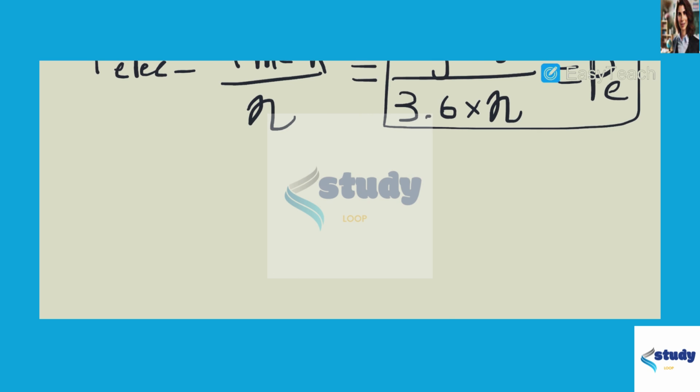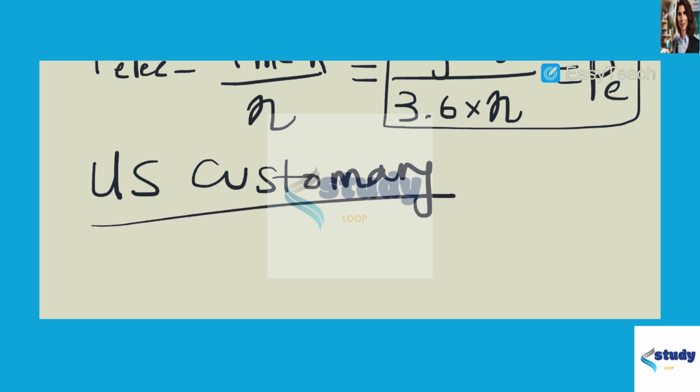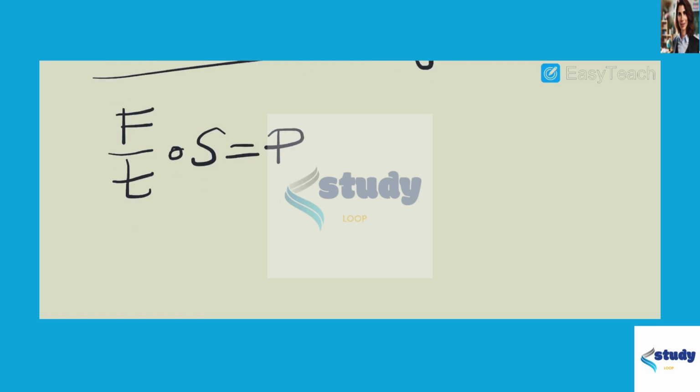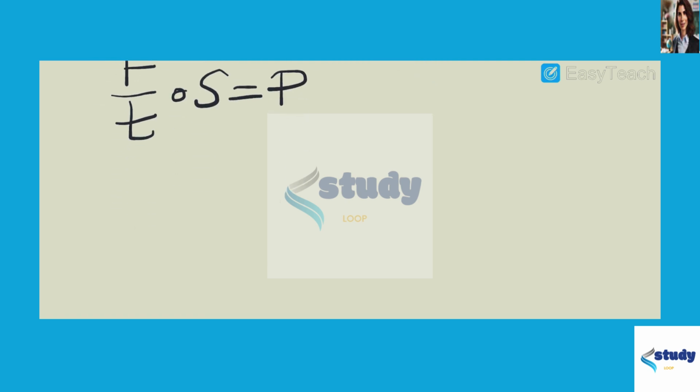We're also asked to do this in terms of US customary units, and we're asked to give that in horsepower. So we're going to follow the same process that we did, and we're going to now do this for US customary. So we're going to do force over time, again, because force over time times S is equal to power. So we know that force over time is going to be the same. It's going to be the weight.